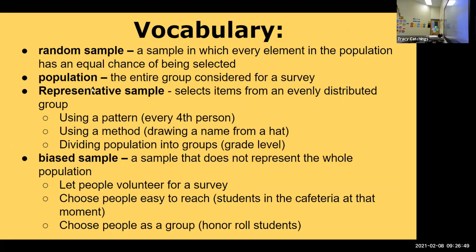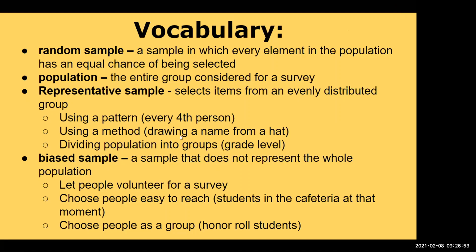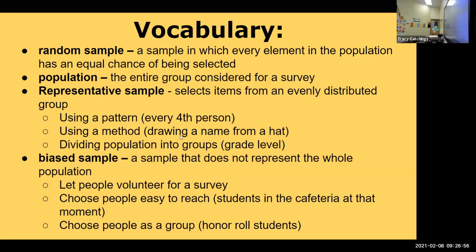What else is another way to represent a representative sample? Using a what? Method. Yeah, I can pull a name from a hat. I can pull a name from a raffle ticket. What's the third way of representing a representative sample?